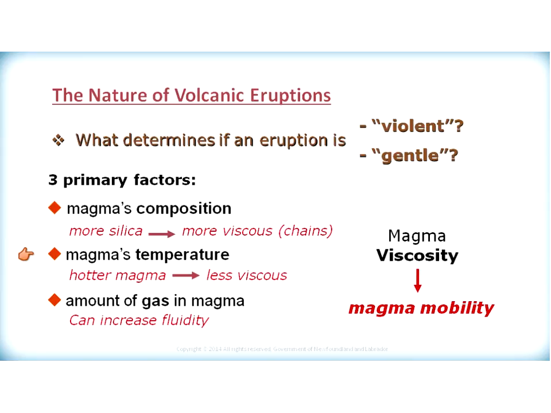Magma's temperature: the hotter a magma, the less viscous or fluid the magma will be. And thirdly, the amount of gas in a magma. The amount of gas can increase the fluidity of the magma. So in a nutshell, magma viscosity, which is magma stiffness, will determine the mobility of the magma.